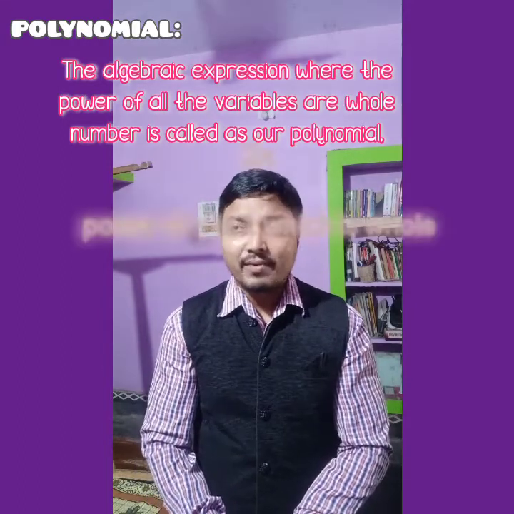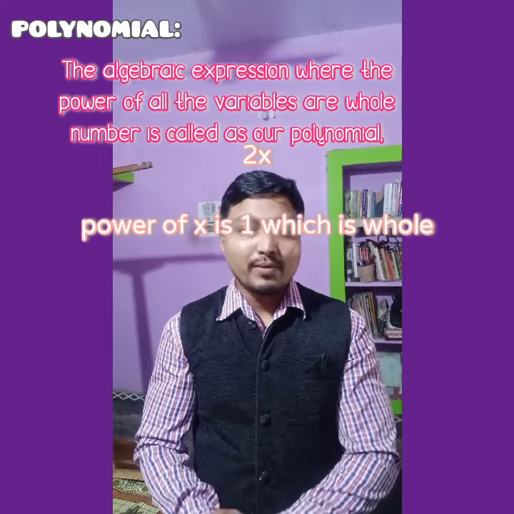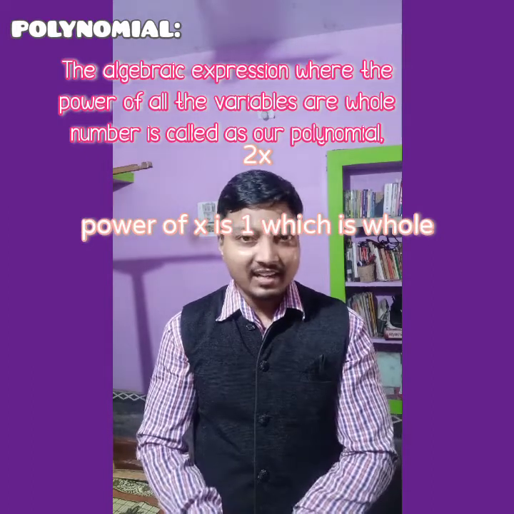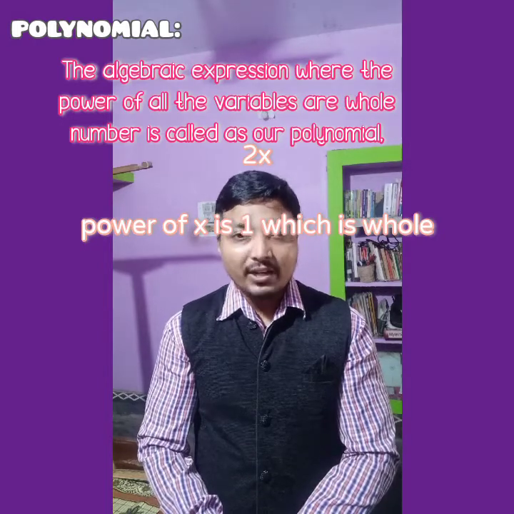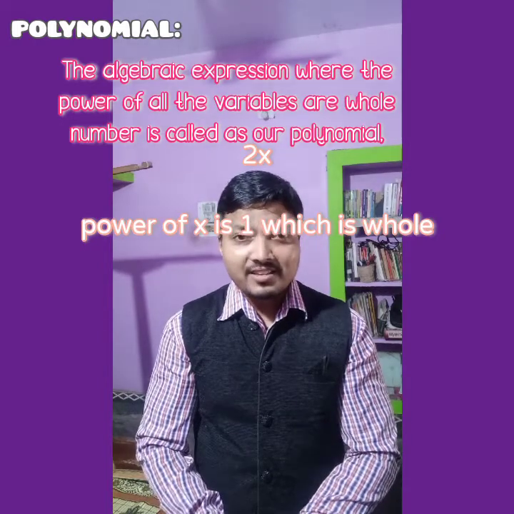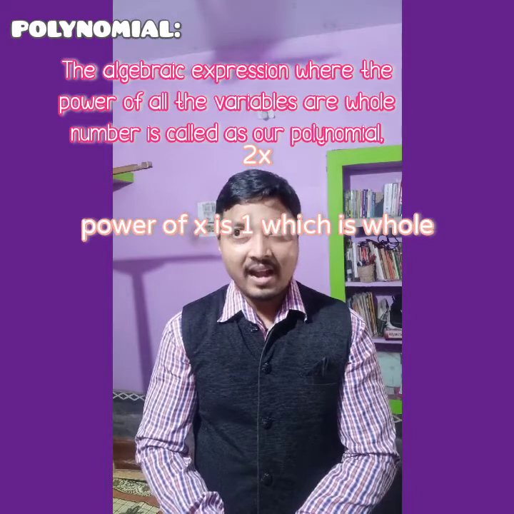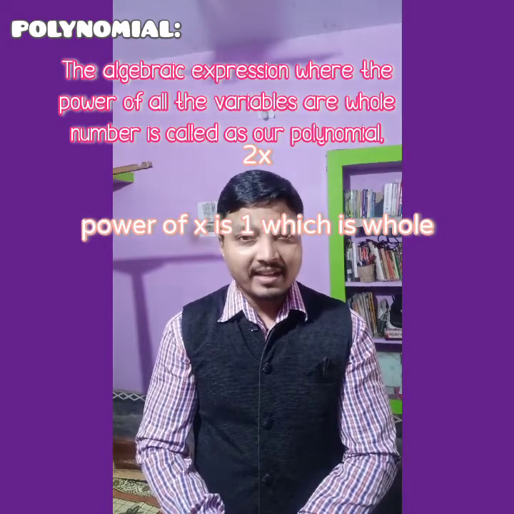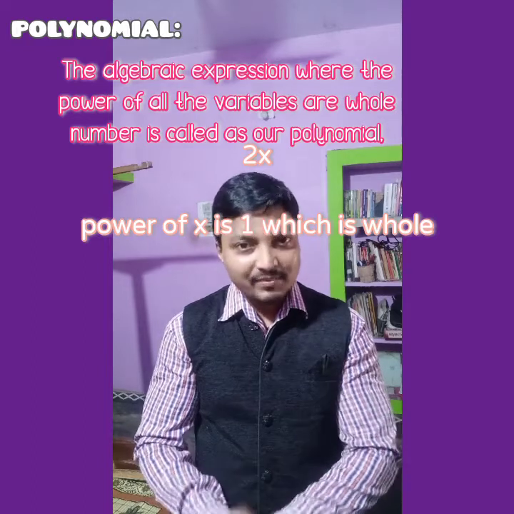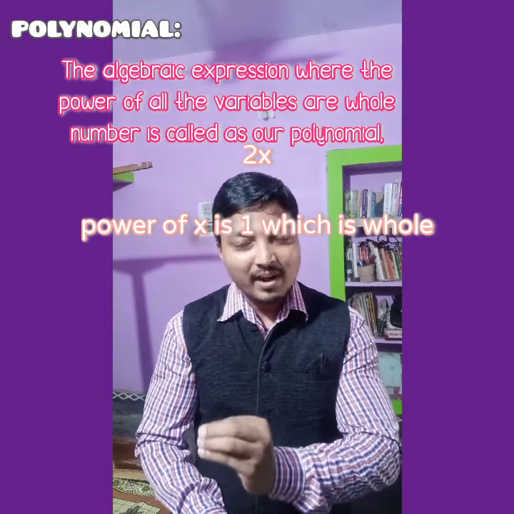A few examples I have shown here. The first one is 2x. Here 2x is a single term, so it is a polynomial having a single term. Here 2 into x means x to the power 1, and 1 is a whole number. So we can call 2x, the algebraic expression, also a polynomial.